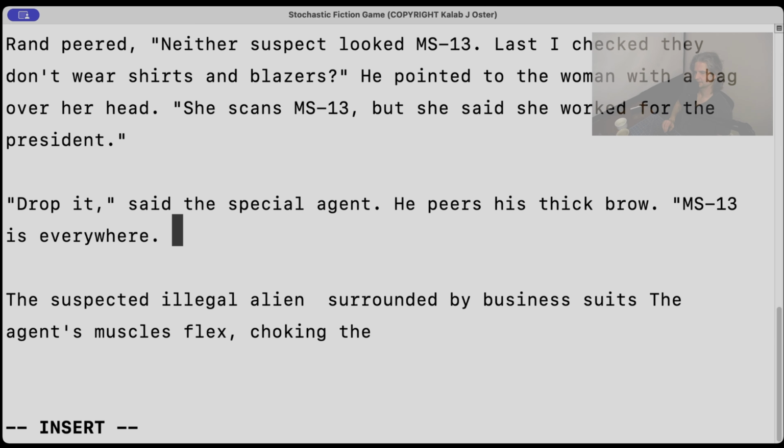So drop it, said the special agent. He peered. Past tense. His thick brow. MS-13 is everywhere.